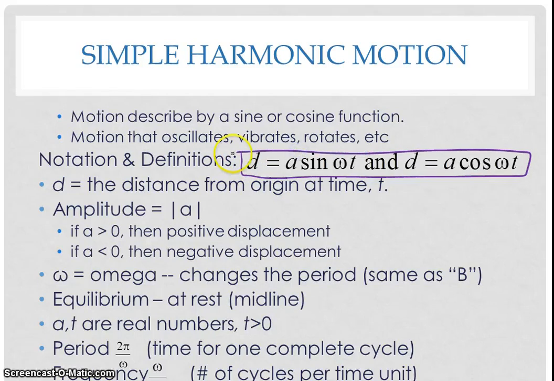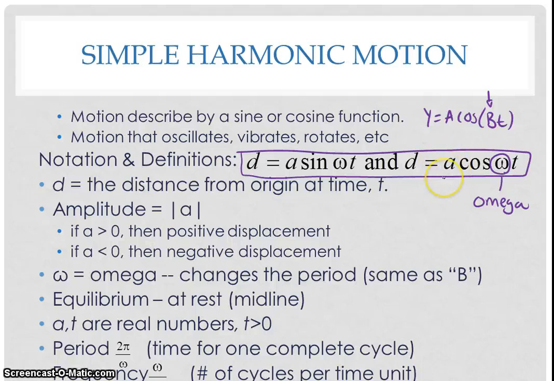We have a couple extra letters. We have this letter here, a Greek letter omega. It looks like a W. Essentially, it's in the same place as when you have the function y equals a cosine b of t, where b affected the period. It's the same thing, it's just that for the applications of simple harmonic motion, your book is using the omega letter, so I'm trying to be consistent with that.